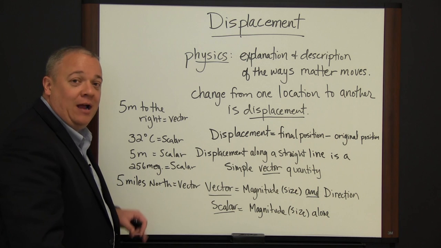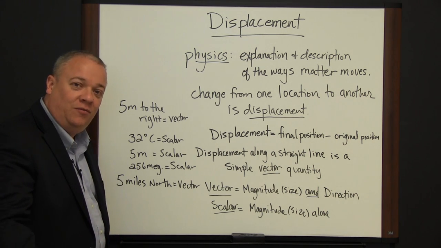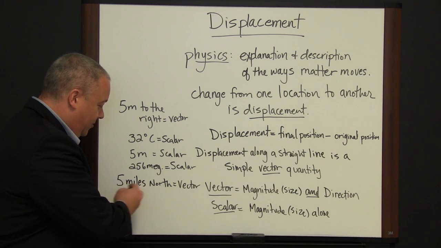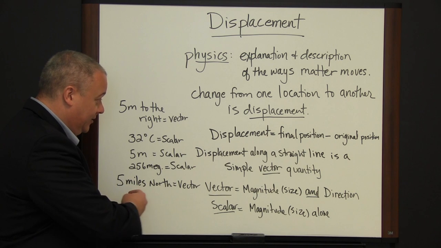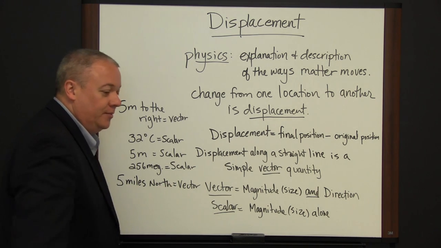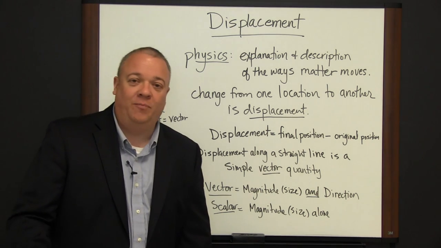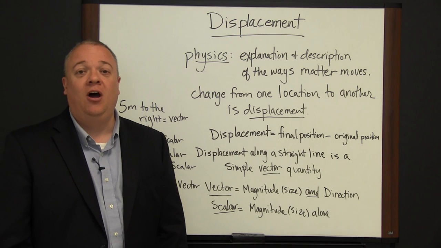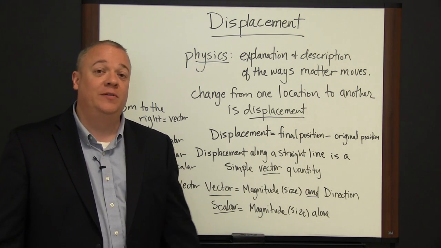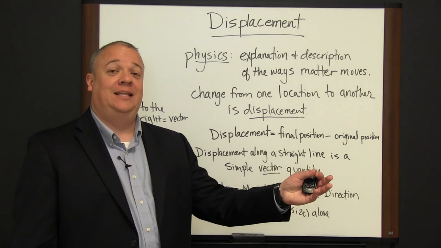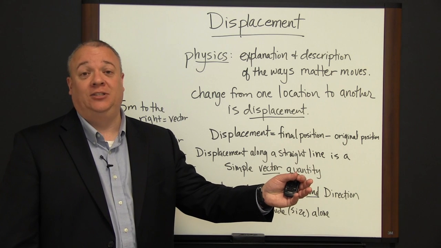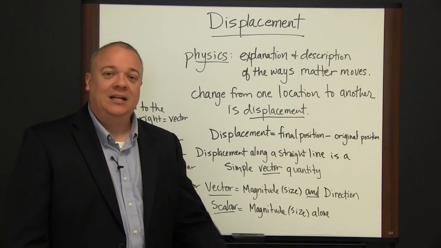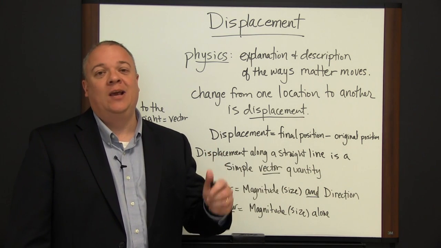Now, if I say we traveled 5 miles north, I've just given you a vector. Magnitude, the measurement, the size, 5 miles, and direction, north. And so when we think in terms of the golf ball, if I just said he drove it 285 yards, I've given you a scalar. But if I said he drove it 285 yards straight down the fairway, I've just given you a direction as well, and a vector.